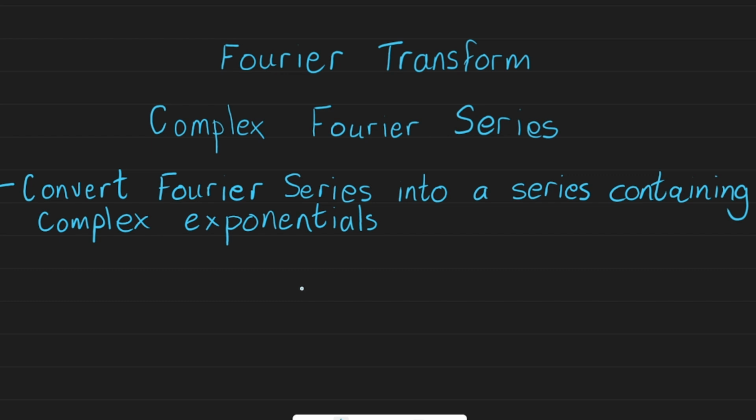The first thing that we need to do in order to derive the Fourier transform is to convert the Fourier series into a complex form. And when we say complex, we mean that we want the Fourier series to contain complex terms, that is, imaginary numbers. So that is the first step that we're going to do in order to derive the Fourier transform. We're going to convert the Fourier series into a series containing complex exponentials.